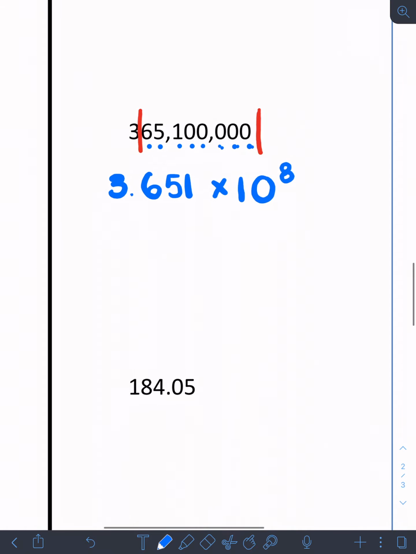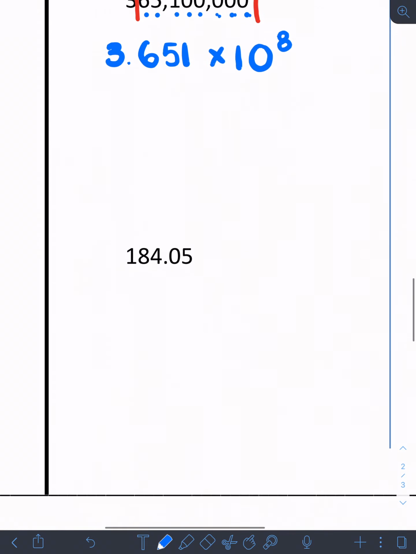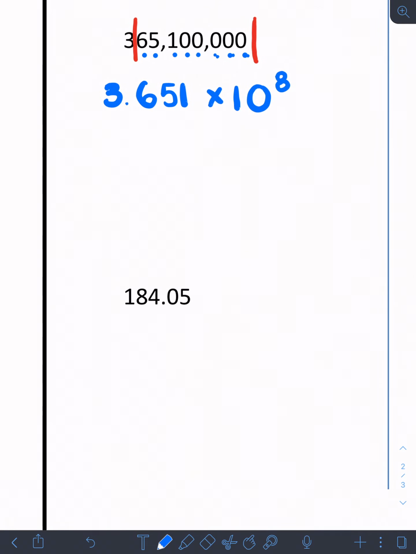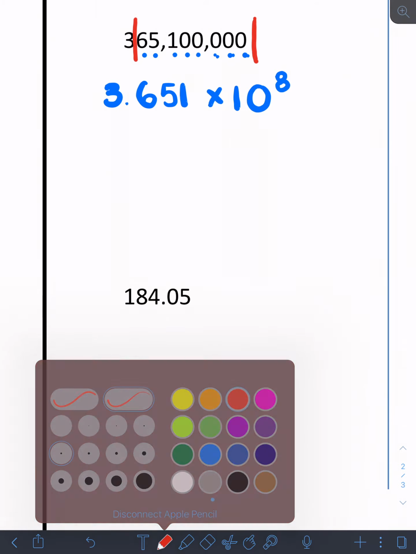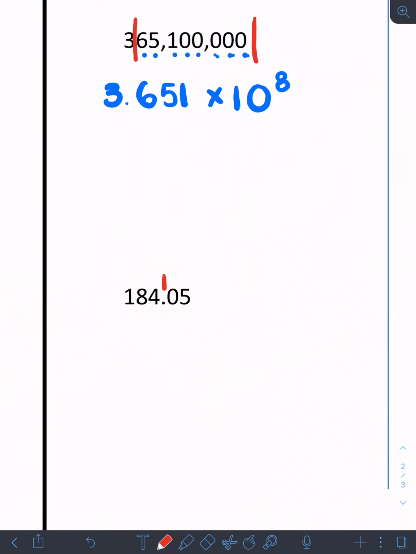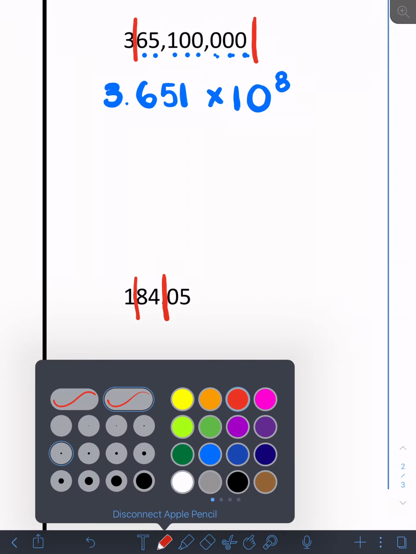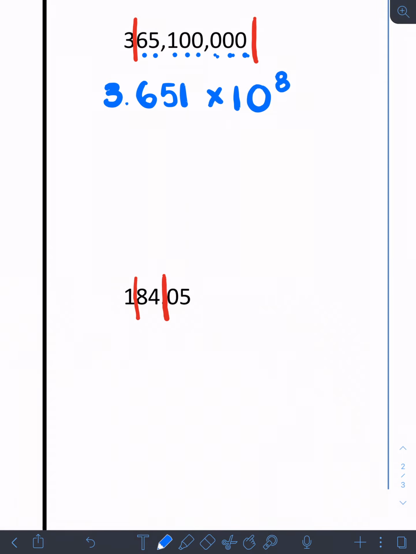Okay, let's try the next one. We have 184.05. Step 1, we draw a line at the decimal point. The decimal point was right there between 4 and 0. And then we draw a line right after the first non-zero digit, so behind the 1, and we're going to count the digits in between. There are 2 digits in between.